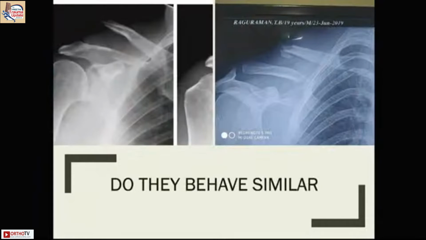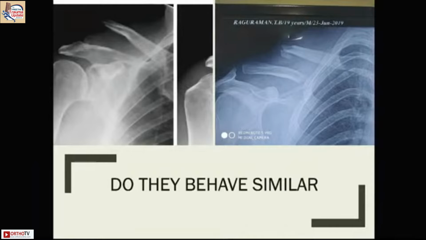See, taking this example, you could see there are two types of fracture. One is the lateral end fracture of the clavicle, and there's a mid clavicle fracture with displacement. This is the same bone, with fractures occurring at two levels. So I would like to ask any audience or volunteer, do they behave similarly, or what do you expect from these types of injuries when you see an X-ray?